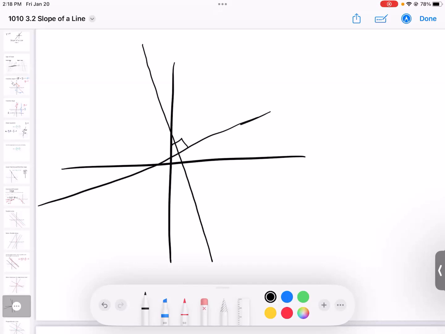You guys see how this original line is way steeper than this line is? So on this one, our original line was negative and it's pretty steep. Its perpendicular line is positive and it's less steep. And it turns out that the steepness of the two lines are reciprocals of each other.